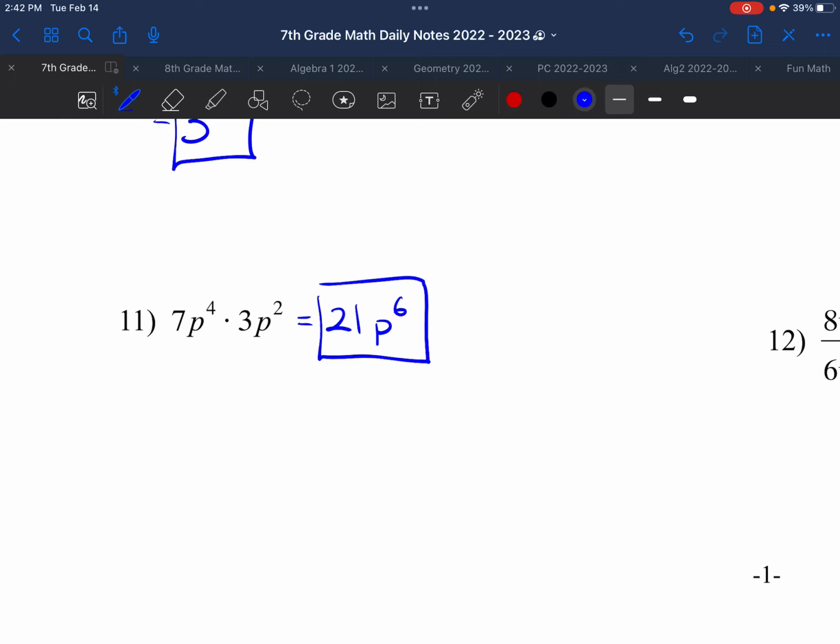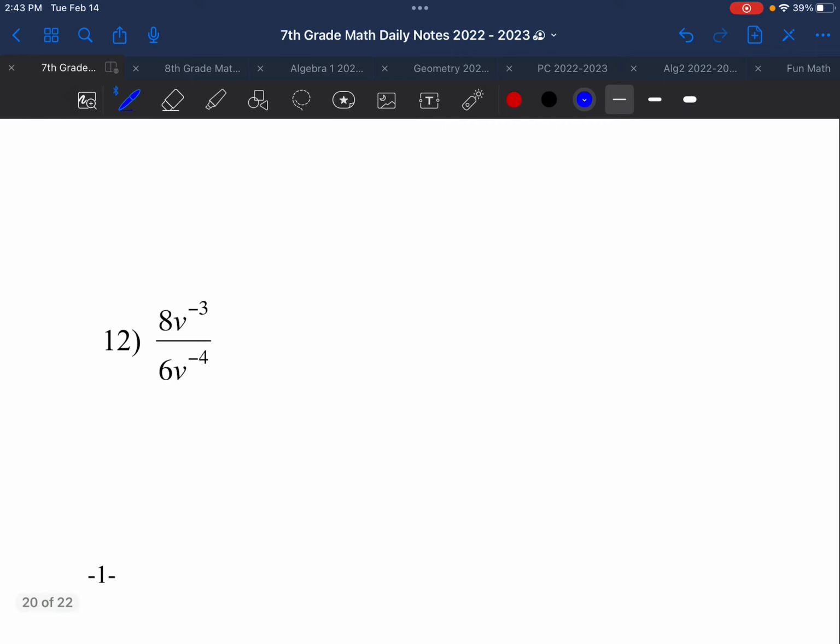I'm noticing I'm not really showing very much work for this one, but I'm still going to be considering this a 4-pointer. How could I show my work? I'm guessing the way that I could show my work is I could do some intermediate step like 21p to the power of 4 plus 2. Now I'm showing my work. Hooray. All right. In number 12, I'm seeing two different parts.